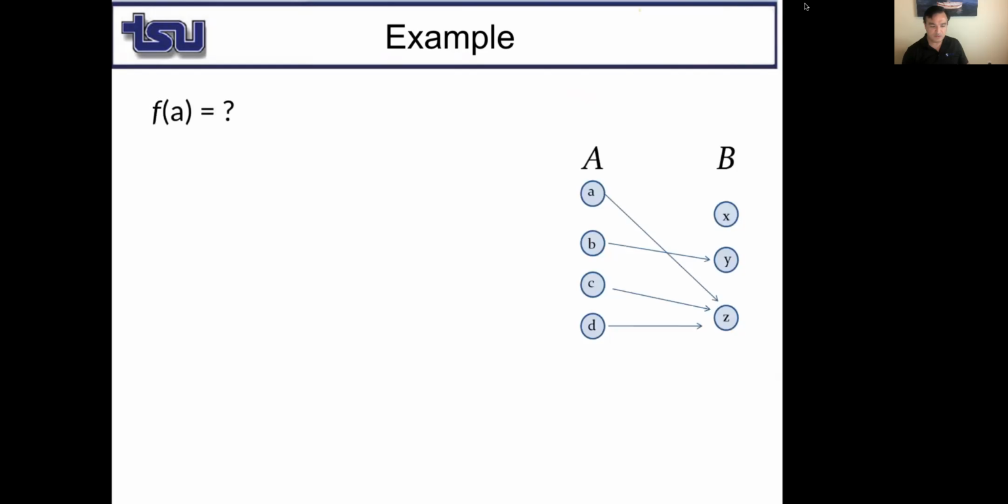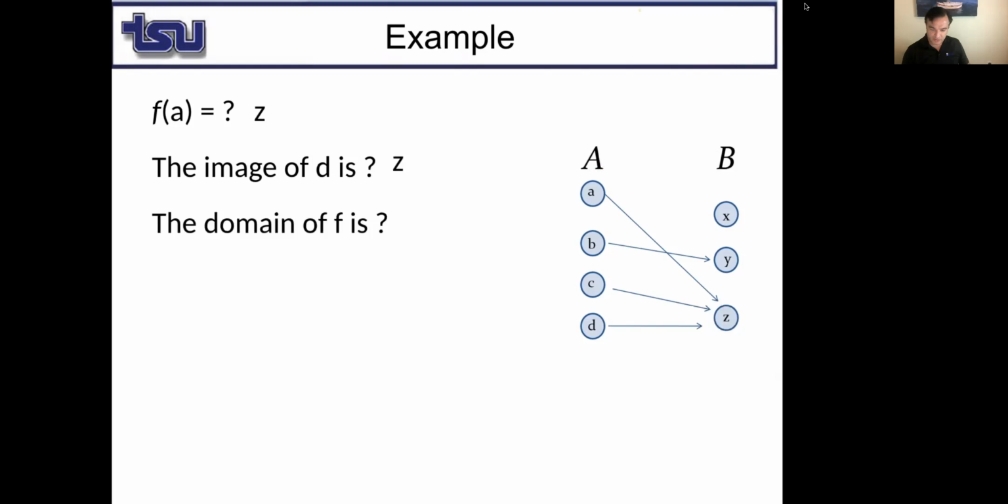How about here? First question, what is f(A)? This is, by the way, the domain. This is the codomain. And the function maps A to Z. So f of A will be Z. The image of D is what? Again, Z, the same thing.